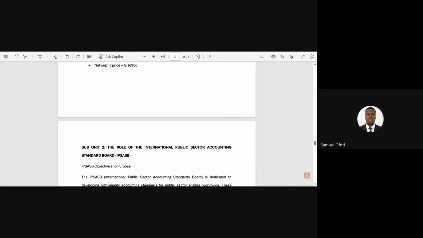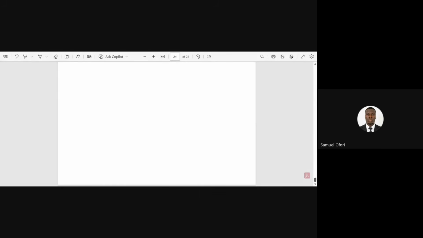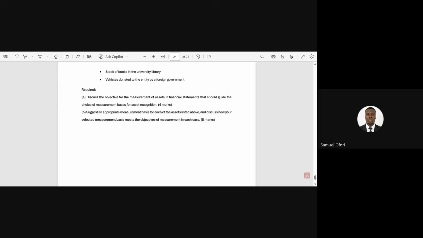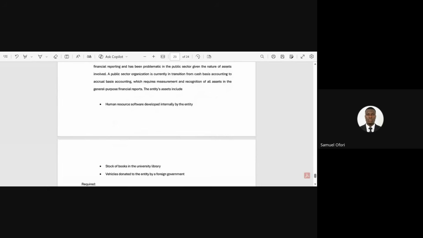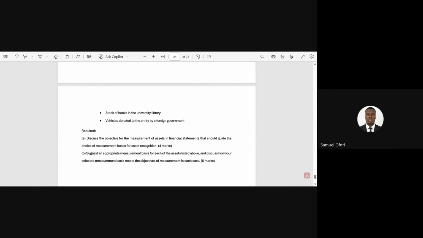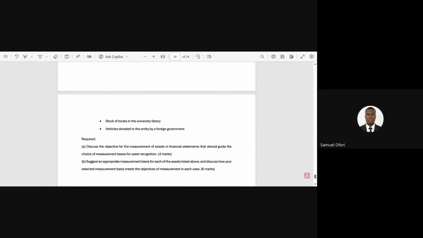So maybe we can end here, and in our next meeting, we look at sub-unit 2, the role of the National Public Sector Accounting Standard Board, so the board and their purpose. Please, on the first part, I mean unit 1, read through very well. If you go down to the latter part of the slides, you see some nice past questions here. These are all from the past questions. You see, discuss the objective of measurement of asset, the cost of service, and the rest.